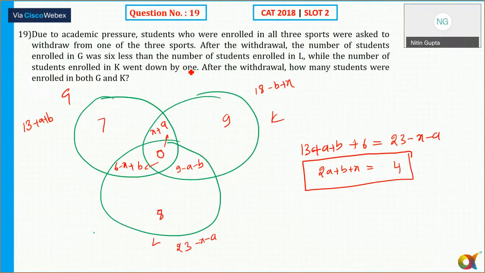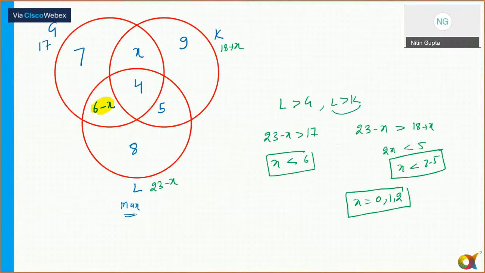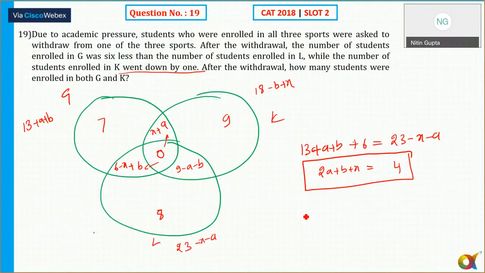Now, the number of students enrolled in K went down by 1. So how many students are there now? In K, the total number of students went down by 1. So earlier, how many students were there in K? 18 plus X, remember. So now it went down by 1: 18 plus X minus 18 minus B plus X, and that is 1. So you can see from here, B is equal to 1.